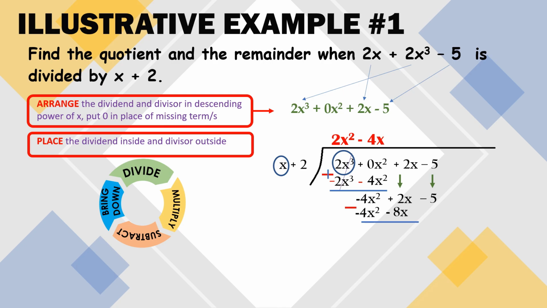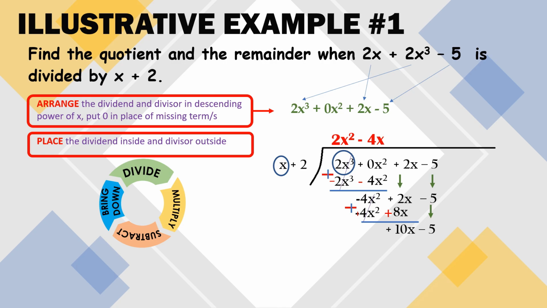Then we subtract the terms. So since we are subtracting terms of polynomials, we're going to change the sign of the subtrahend and proceed to addition. So after this, we're just going to add these terms. So we're going to have negative 4x squared plus positive 4x squared is 0. So you simply cancel those terms. Positive 2x plus positive 8x will give you positive 10x. Then we bring down. So bring down negative 5.